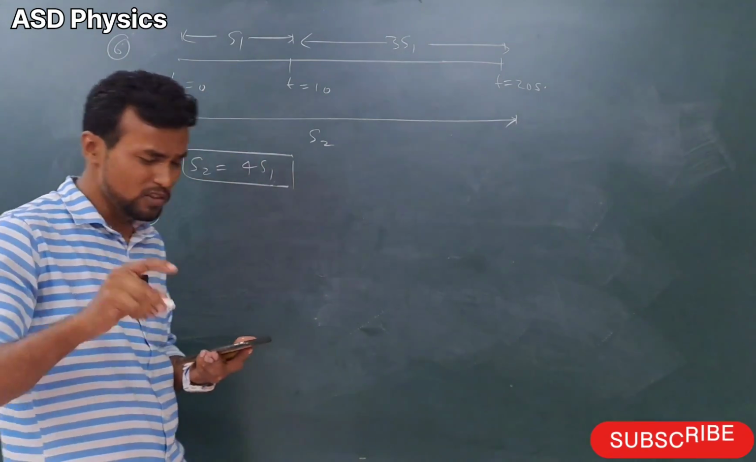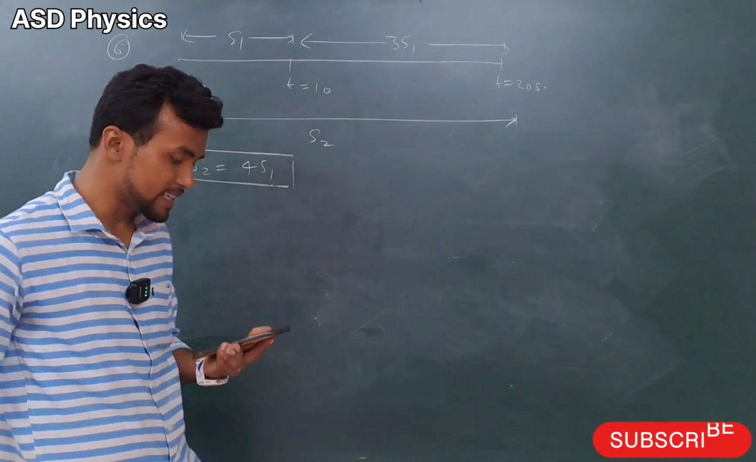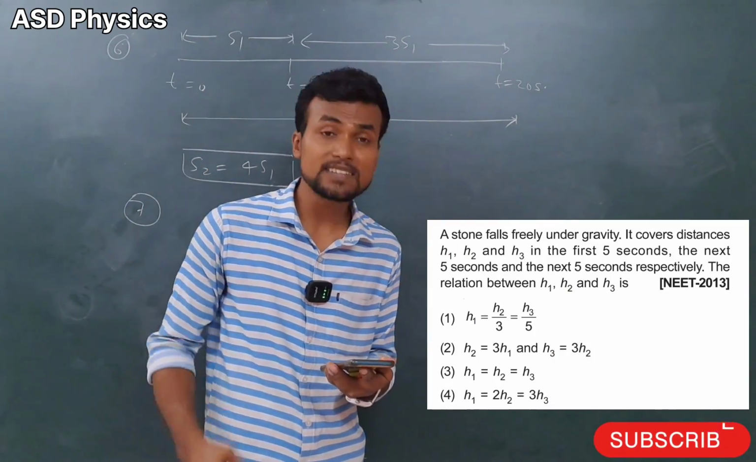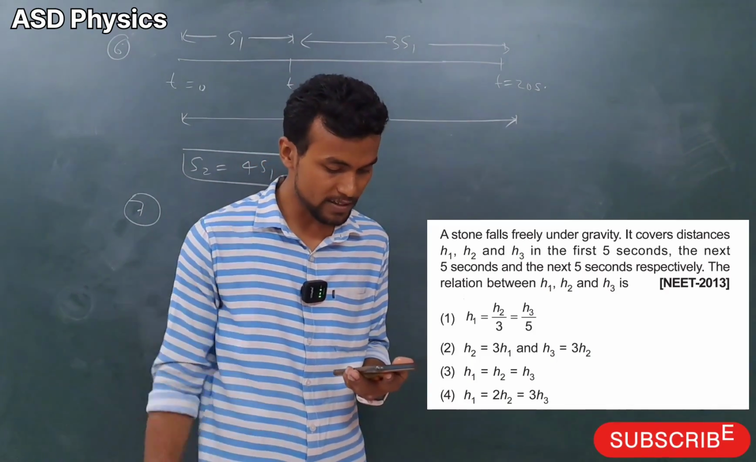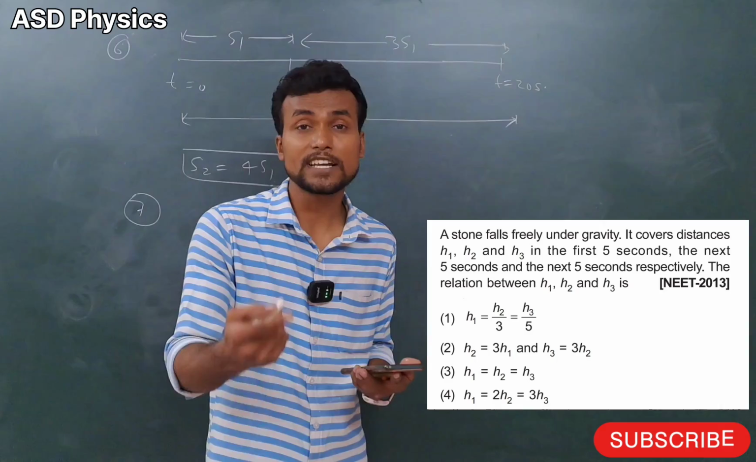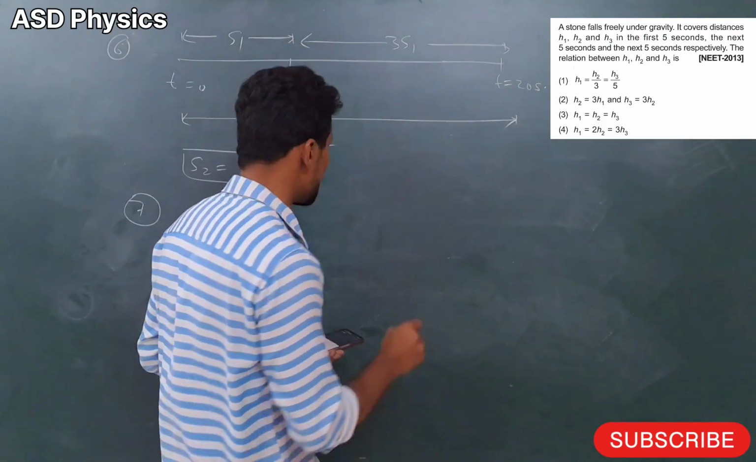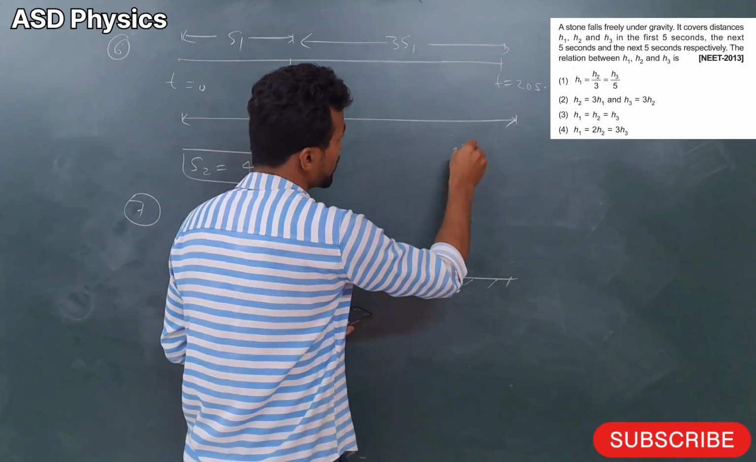Next one, only very few questions are left. Next question, question number 7. A stone falls freely under gravity. It covers distances h1, h2, h3 in successive 5 seconds. What is the relation between h1, h2, h3? When the stone is falling, what will happen?